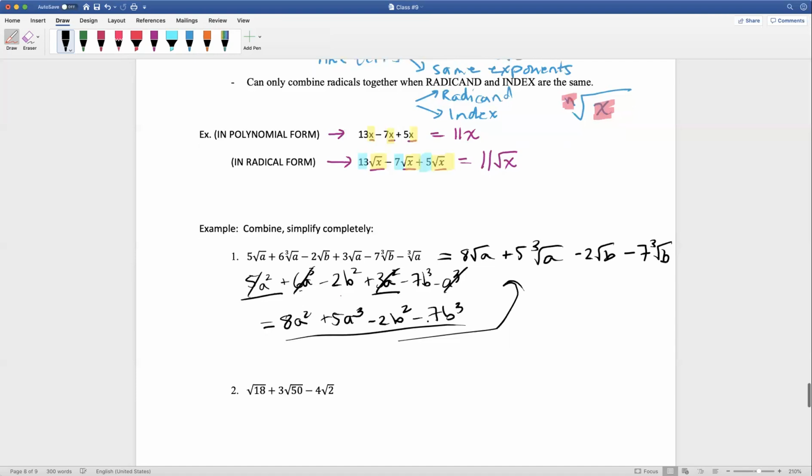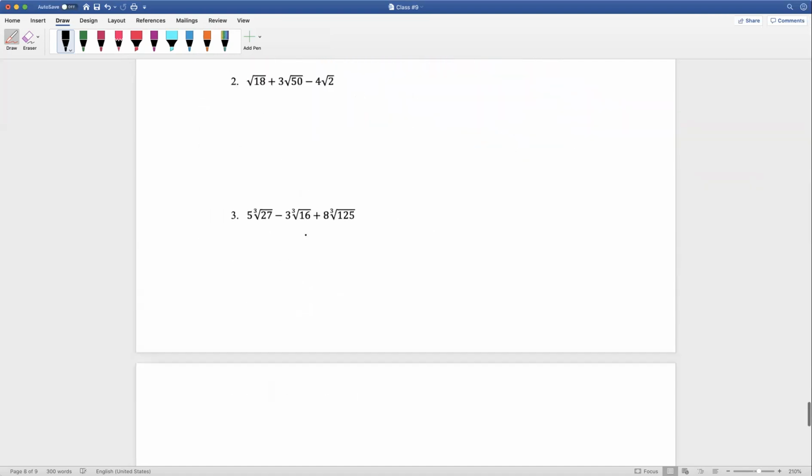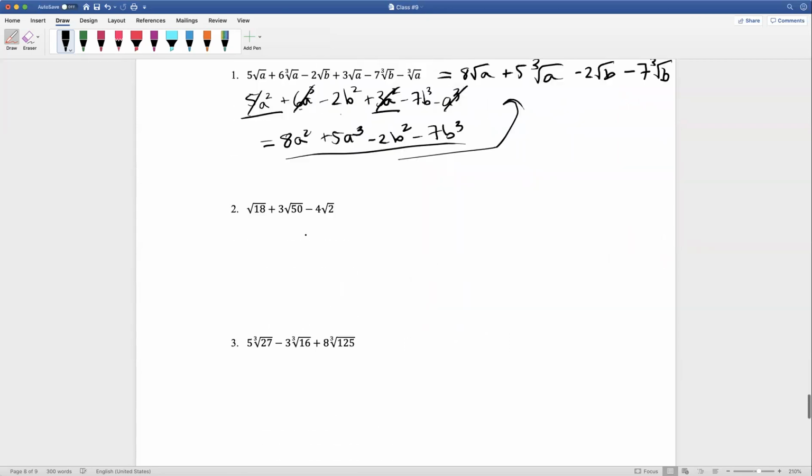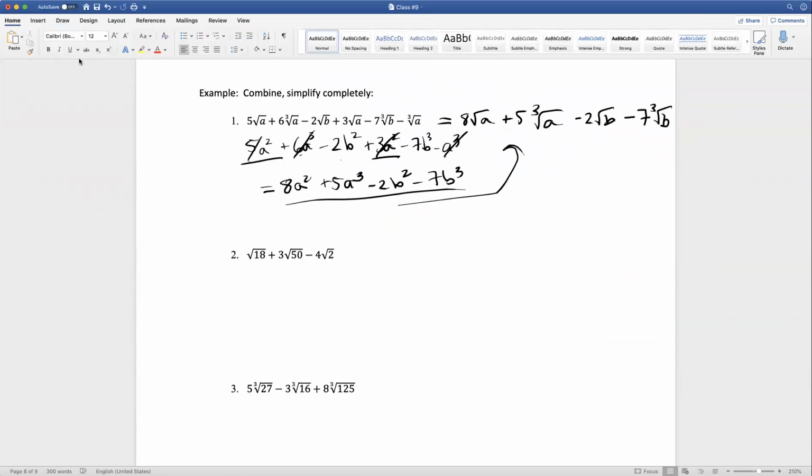So let's take a look at a handful of examples here. We have 6 examples to look at, but let's try question number 2. Here's what question number 2 says. We have the square root of 18 plus 3 square root of 50 minus 4 square root of 2.